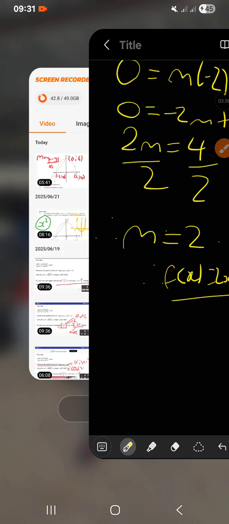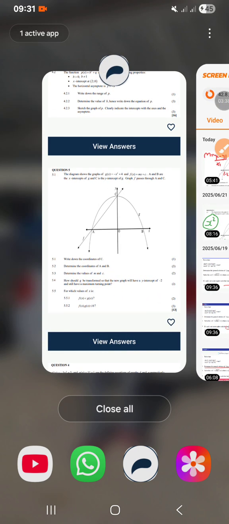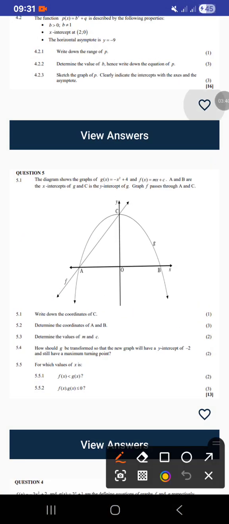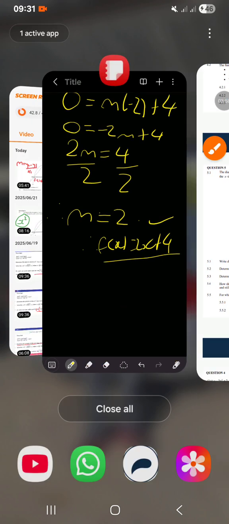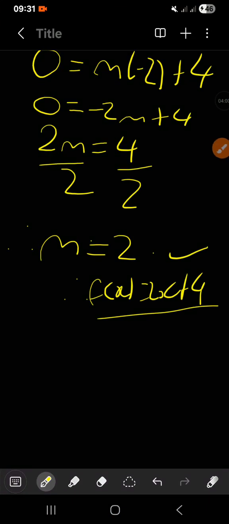The next question is 5.4. How should g be transformed so that the new graph will have a y-intercept of negative 2 and still have a maximum turning point? Let me remind you of something. When they speak of a maximum turning point and a minimum turning point, they basically want to show you that.